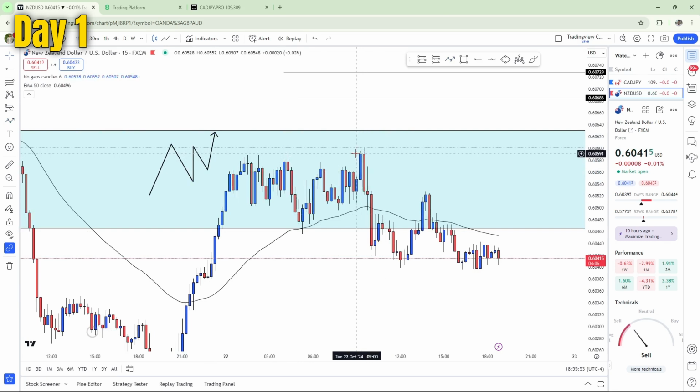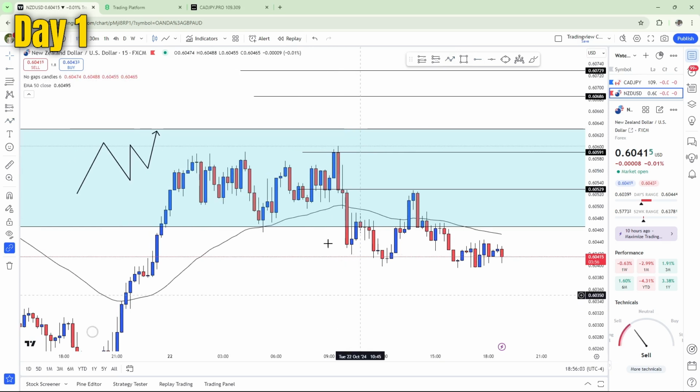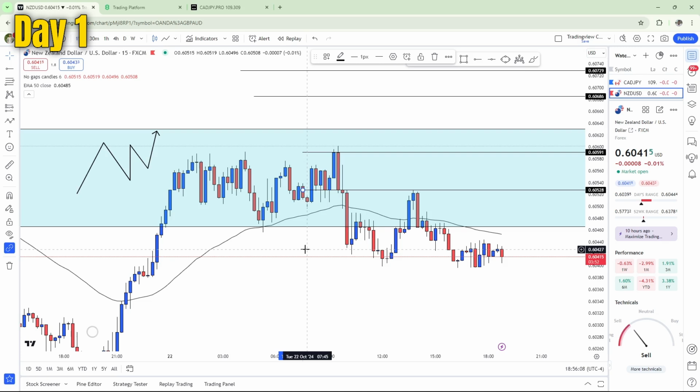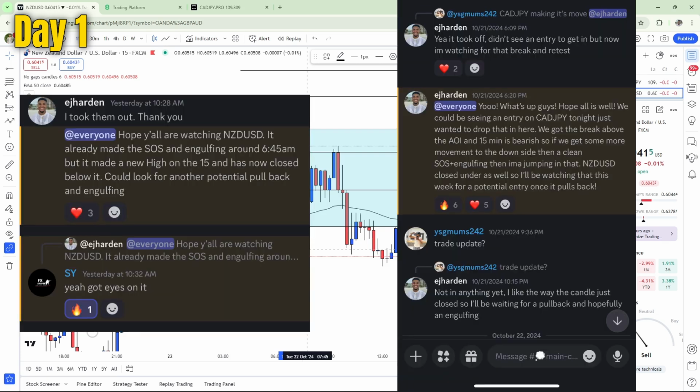So once I saw this, and then I realized, well, first let me say this. Once I saw this, we created a new higher high. That was the high. This was the low. All I was waiting for, and I even mentioned it in the Discord last night because we were looking at CAD, JPY, and NZDUSD. So I'll pop it up on the Discord.